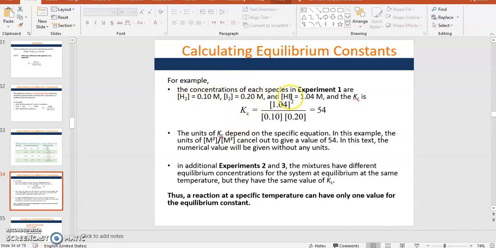So the concentration of each species in experiment number 1 are: H2 is this much, the concentration 0.1 molar, and the I2 is 20 mole, and HI, the product, is 1.04. And the Kc is equal to the products, which is this number, to the power of its coefficient divided by the multiplication of the reactants. And this is always at a specific temperature for each reaction.